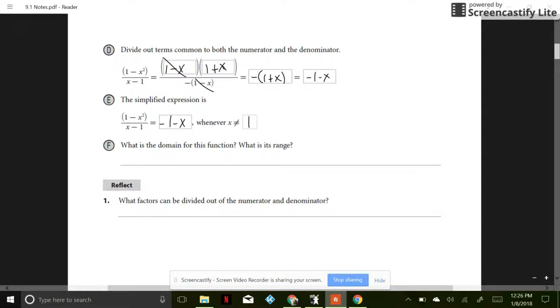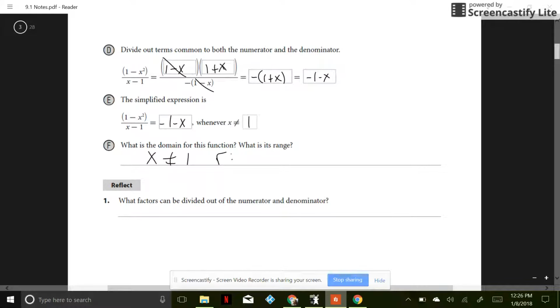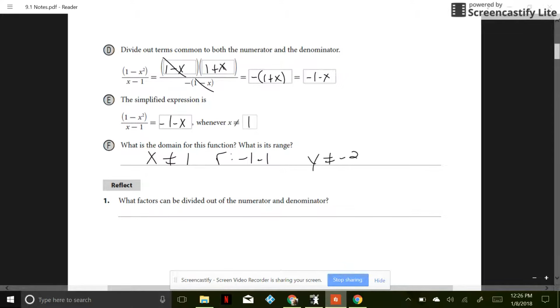So what is the domain of this function? Again, that's based on our issues. That's x cannot be equal to 1. What is the range? To think of the range, we think of the outputs. Well, if our function simplified to negative 1 minus x, we know our domain issue was at 1. So if we plug that in, we'll get a range of y cannot be equal to negative 2, because negative 1 minus 1 is negative 2.